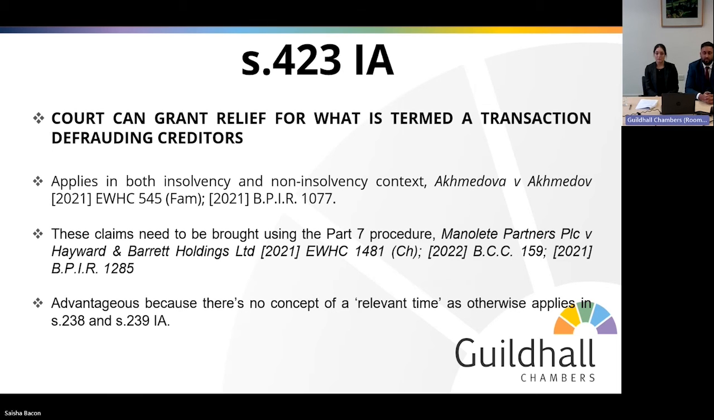One of the most useful tools in an office holder's armoury is Section 423, whereby the court can grant relief for what's called transactions defrauding creditors. The first thing to note is that 423 applies in both insolvency and non-insolvency contexts. Practically, these are claims that need to be brought using the Part 7 procedure, so there are some commercial elements which arise as well, in terms of having to stump up a 10 grand court fee. The key advantage to Section 423 is that there is no concept of a relevant time, which Saisha was discussing earlier, as would otherwise apply to Sections 238 and 239. So that's one of the key benefits.